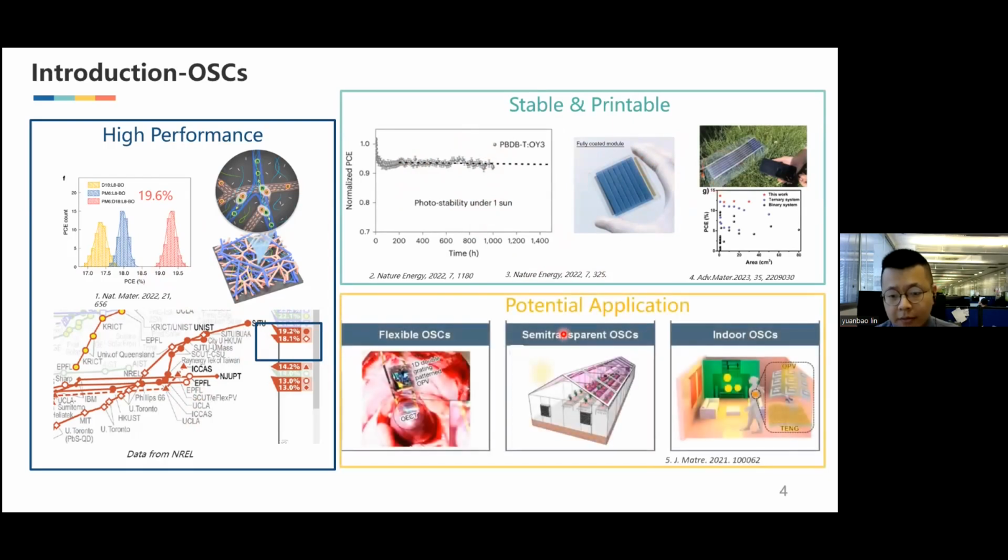And also because OPV is thin and flexible, it can have some potential applications like flexible OPV, or semi-transparent OPV for greenhouses or indoor solar cells.